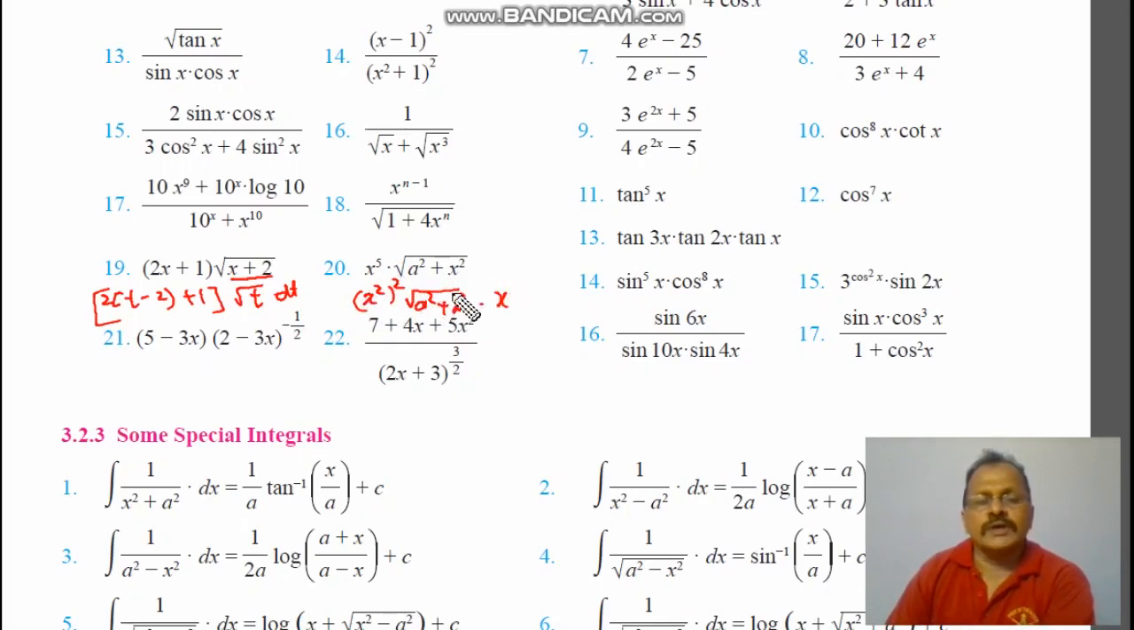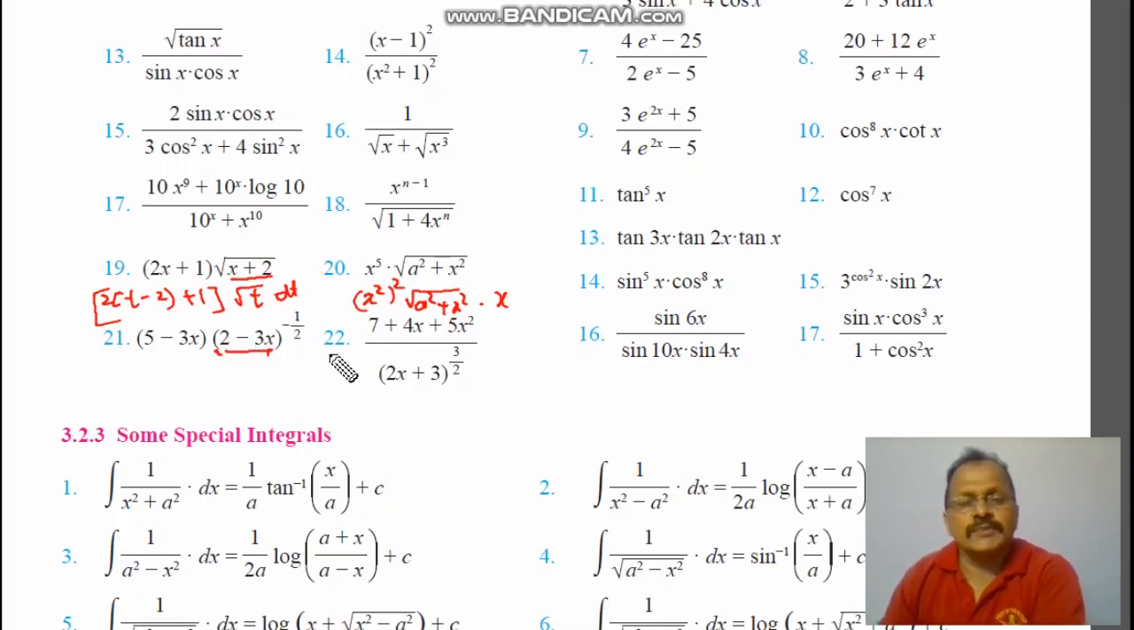Now put a square plus x square is equal to t square, is equal to t. And this x dx will adjust in dt. This term will be t minus a square bracket square, and so on. In this 21st problem also, put this 2 minus 3x is equal to t. Constant will be dt, and 5 minus 3x will be adjusted in t. So 2 minus 3x is equal to t because this term is the problem.